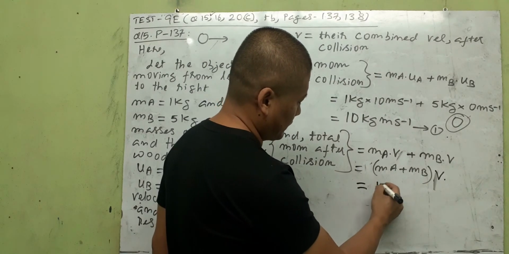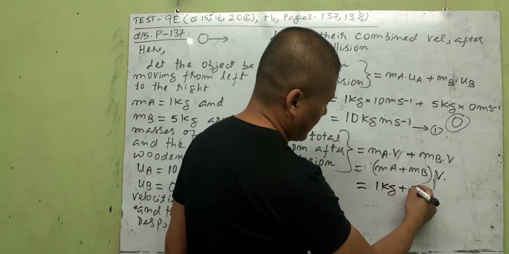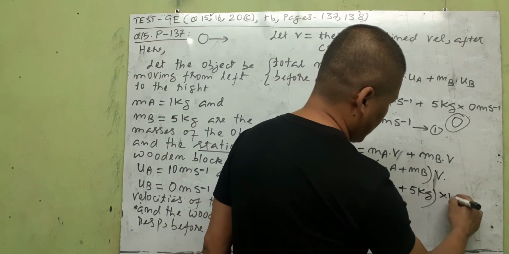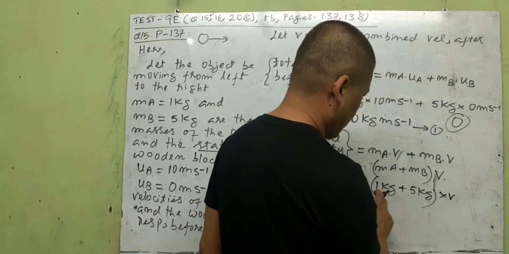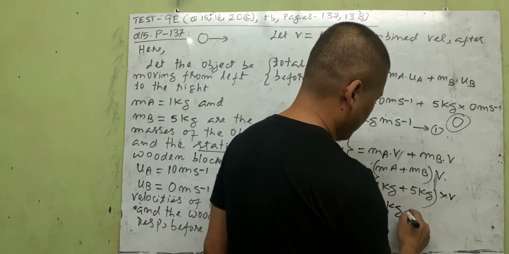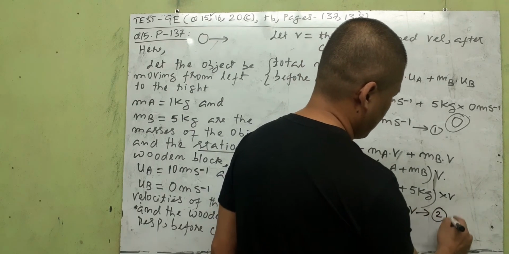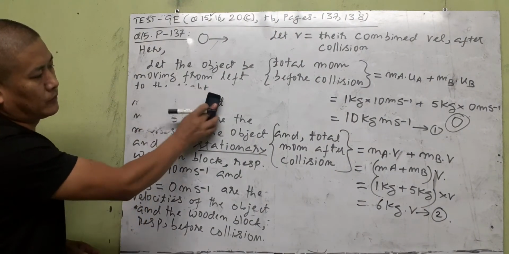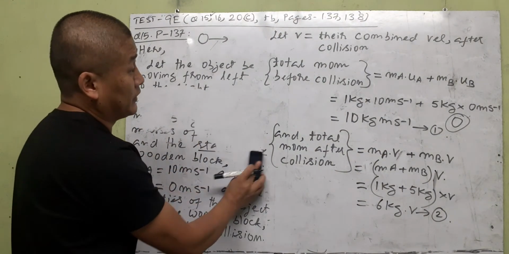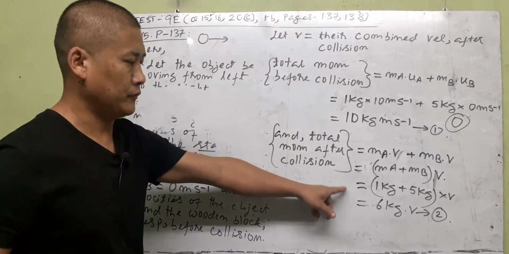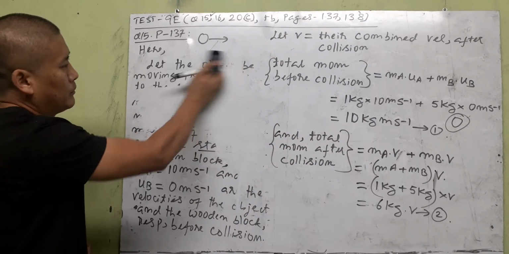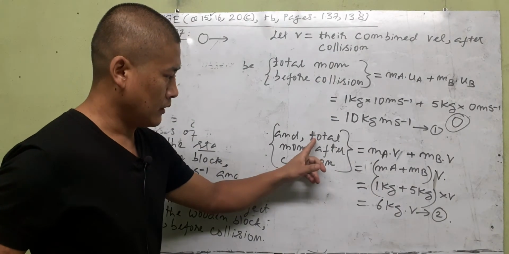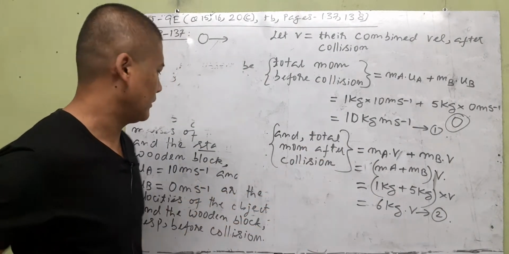Mass of first object is 1 kg, second object is 5 kg. So V we don't know yet, so just write like that. So 1 plus 5 is 6 kg into V, we have equation number 2. So we have to find the total momentum before and after collision. Before we have found already, after we are not yet able, because we have to first find the value of this V, then we'll be able to find the total momentum after collision, right?